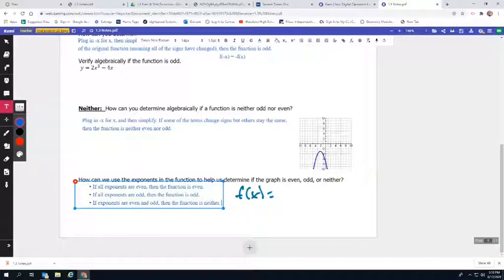Let's say 9x to the 7th power plus 8x to the 6th plus 5x to the 3rd, and I'll just stop there. Again, we're focusing on the exponents, and we've got both even and odd exponents. Therefore, this would be a neither function.